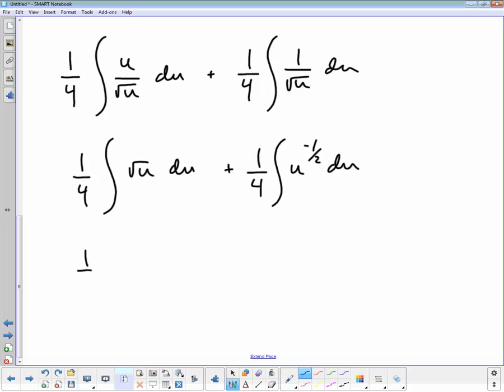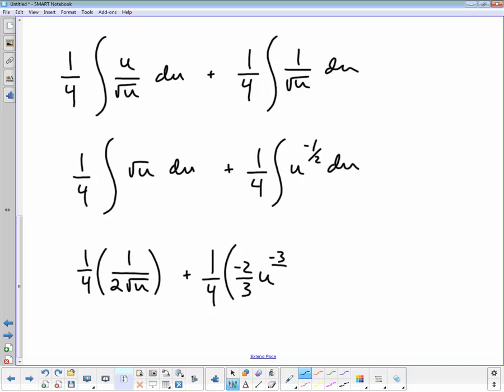Integrating them. 2 over 3. Oh no, positive, I'm sorry. I was taking a derivative. Not du anymore, sorry, plus c.